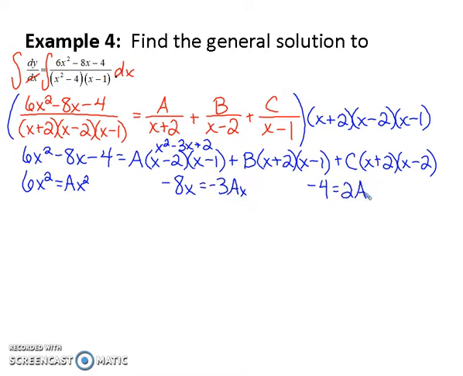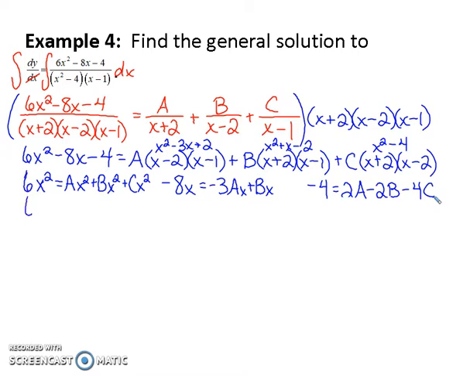Now they're already grouped by like terms. The B would be x squared plus x minus 2, so that would be Bx squared plus Bx minus 2B. And then this would be x squared minus 4, so plus Cx squared. I don't have any x's for him, and then minus 4C.